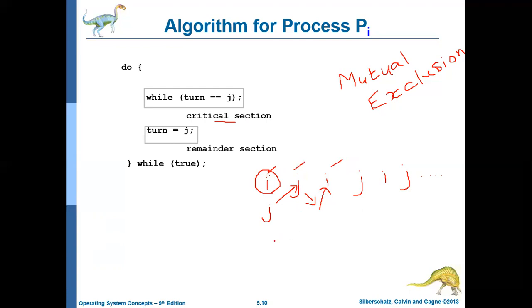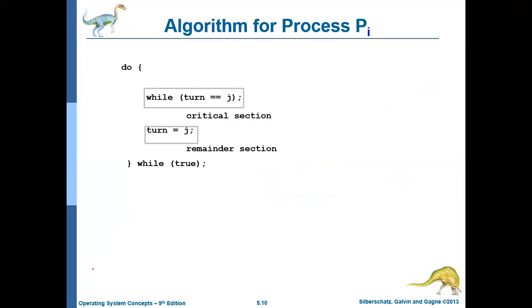It is not that every process always wants to enter the critical section. Sometimes some process may not want to enter the critical section, but here that is not allowed, because when i comes out it makes turn equal to j, which means in the next round j has to enter the critical section. So that is the drawback with this particular algorithm. But obviously it solves the core problem, which is to ensure data consistency.